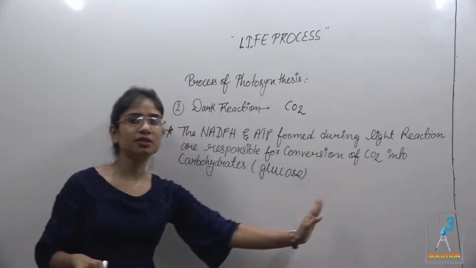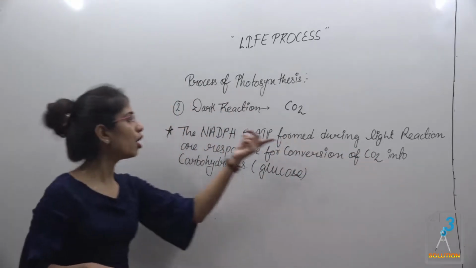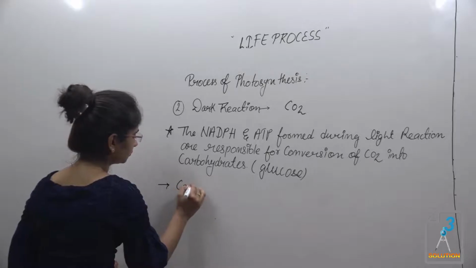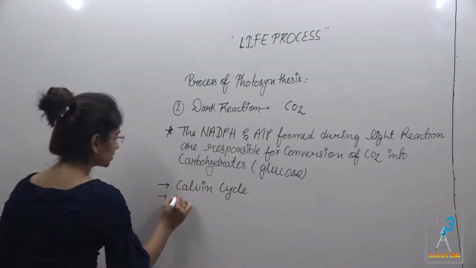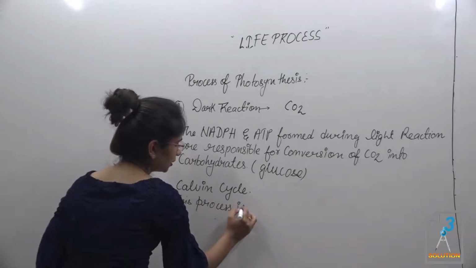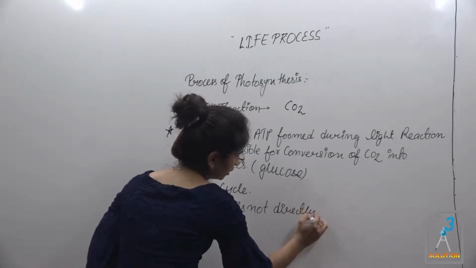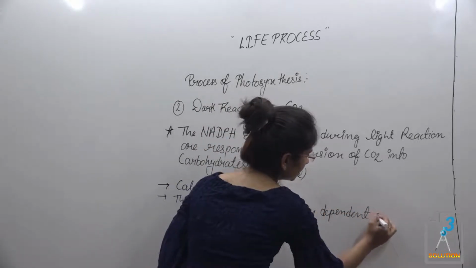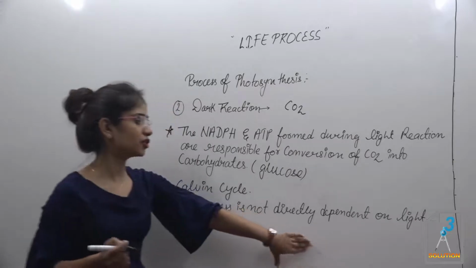This complete process of formation of glucose by using carbon dioxide with the help of NADPH and ATP is known as the Calvin cycle, and this process is not directly dependent on light.